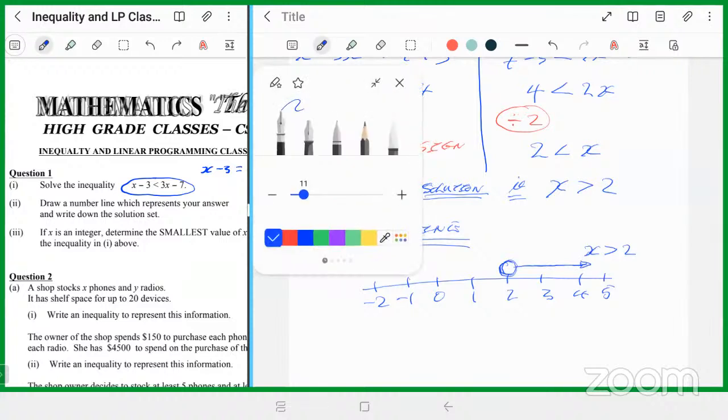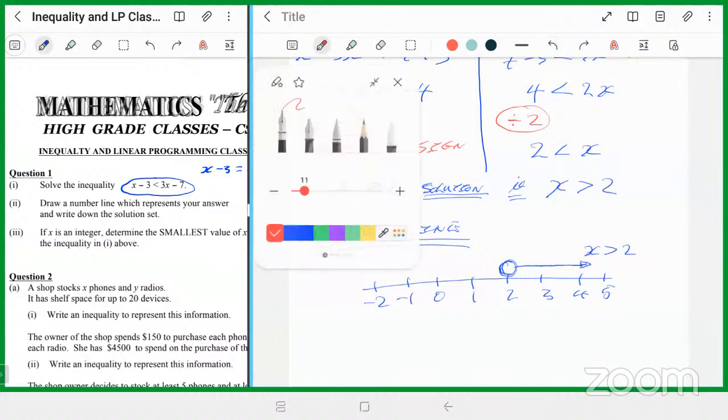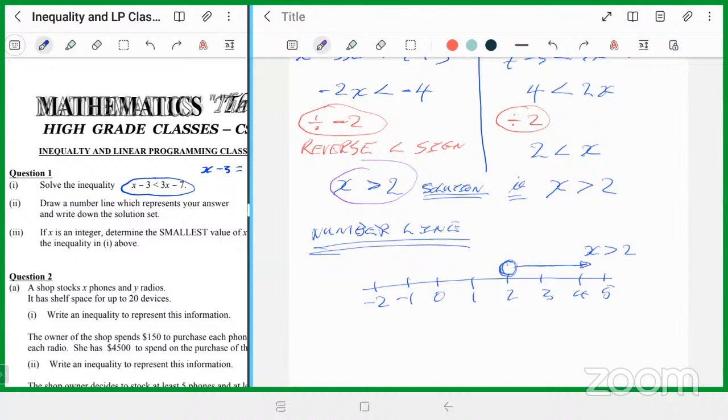Now, the difference I want to point out is that if the inequality was instead x greater than or equal to 2, then this would include 2. It means that 2 will be included. And to show that 2 is included in the solution, you would have to shade the circle on the 2. So when the equal is included in the inequality, you shade the circle on that critical value.